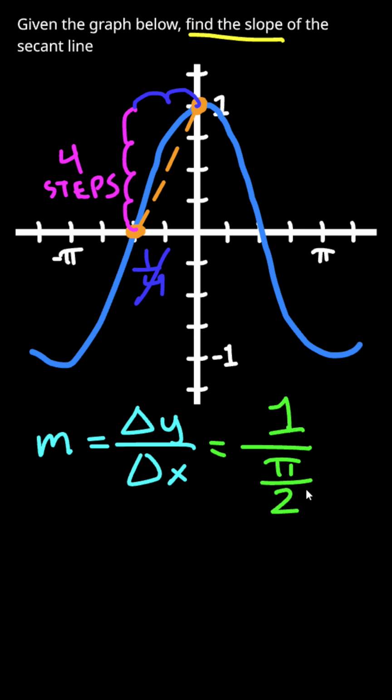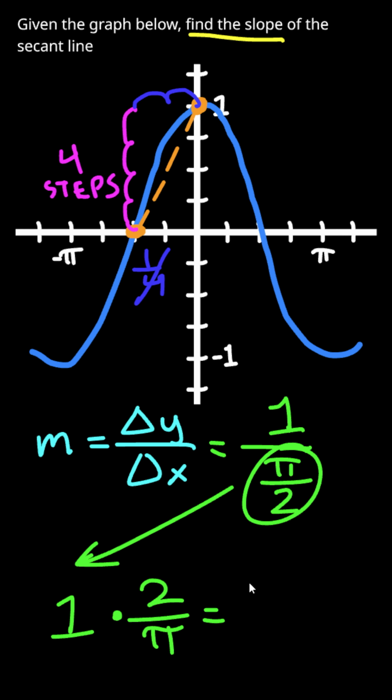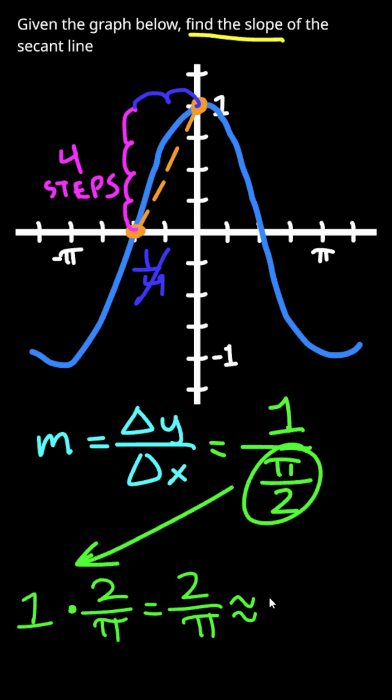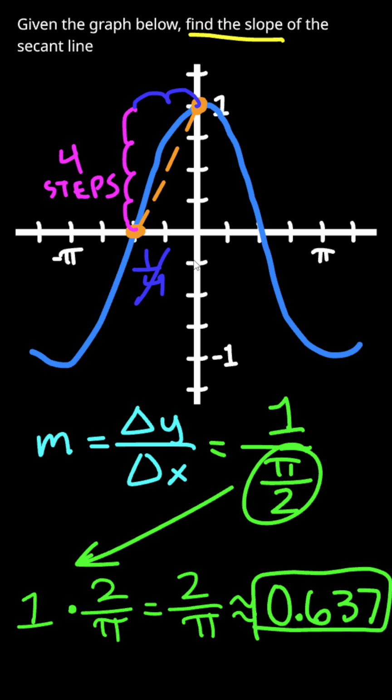Now this 1 over pi over 2 is a little bit of a complicated fraction. Remember the rule? Where if you're dividing by a fraction, you can flip that fraction and multiply instead. And of course, 1 times 2 over pi equals 2 over pi. And if you want to get a nice approximated answer, plug it into a calculator, and we get about 0.637. Again, this is just an approximation. Nothing here is exact, so we can't expect an exact answer.